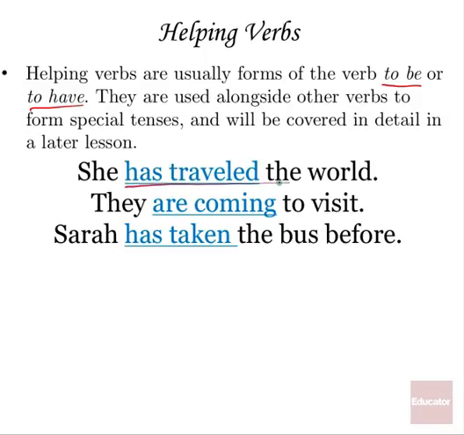She has traveled the world. Has is the helping verb helping the main verb, traveled. They are coming to visit. Are is the helping verb helping the main verb, coming. And Sarah has taken the bus before. Has is the helping verb helping the main verb, taken.